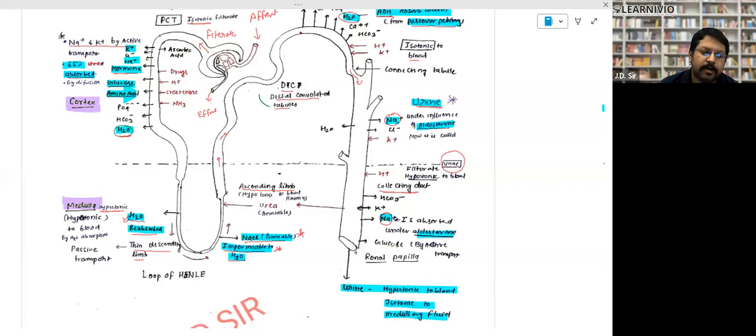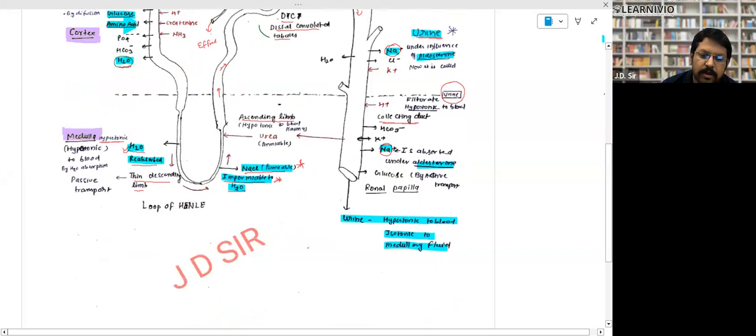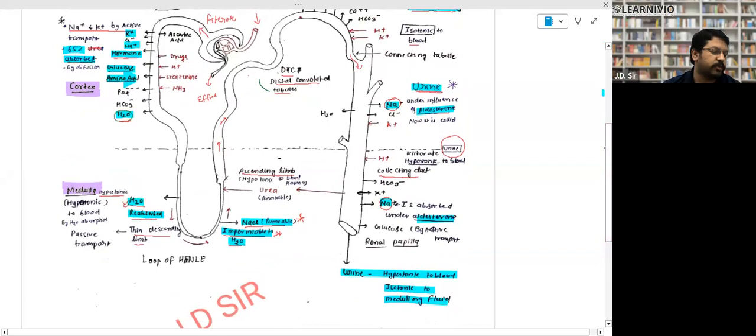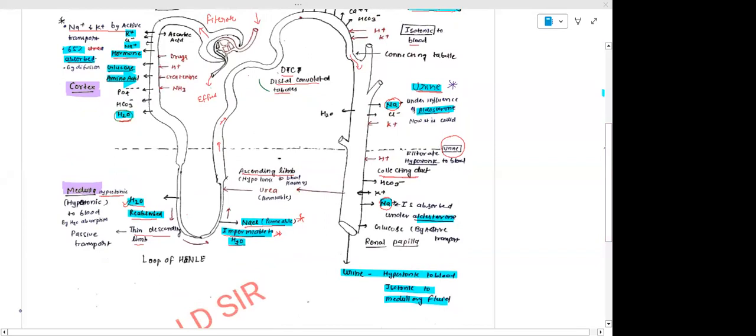Now finally, the filtrate which comes out is called urine. This is important for NEET. Urine is hypertonic to blood, meaning more concentrated than blood, and isotonic to the medullary fluid. That's it. This is the story behind urine formation. That's how urine formation takes place. Try to go through it and tell me if you have any doubt.